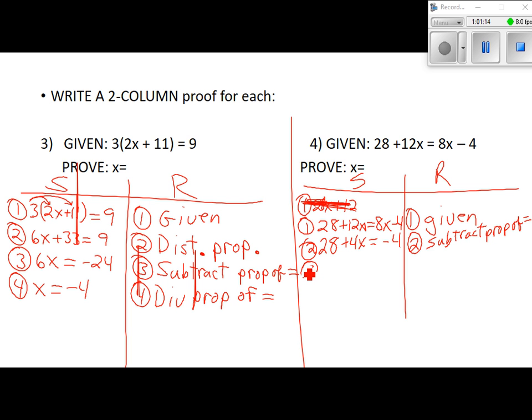What next? Subtract 28 on both sides. What's that going to leave you on the left side? 4x. How about on the right side? Be careful. -32. Very good. -32. What did we use there?